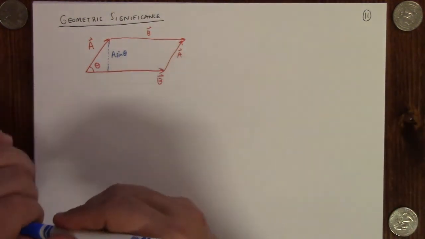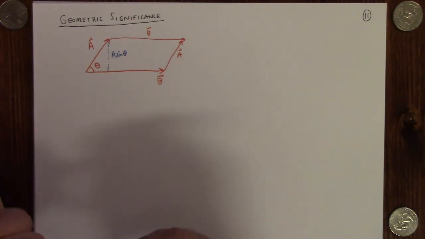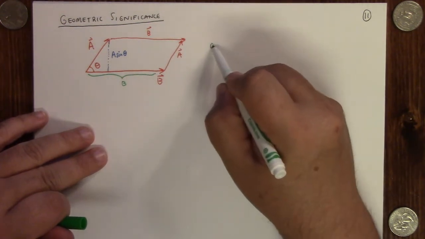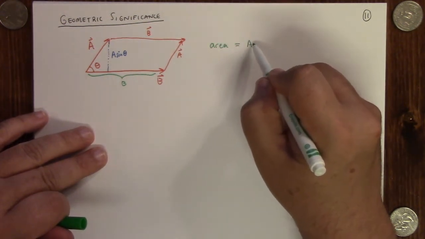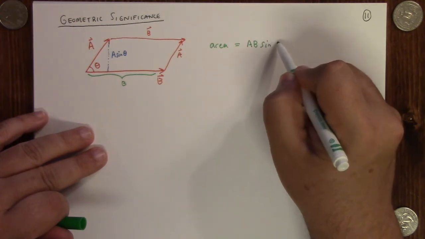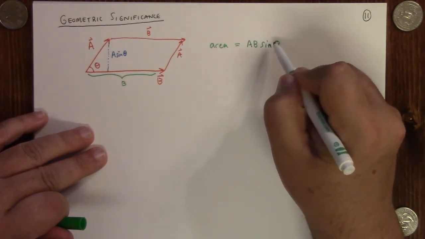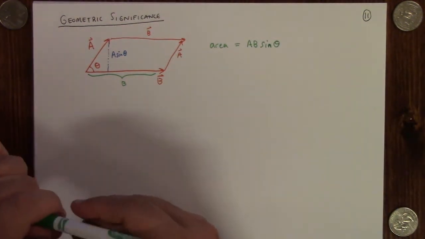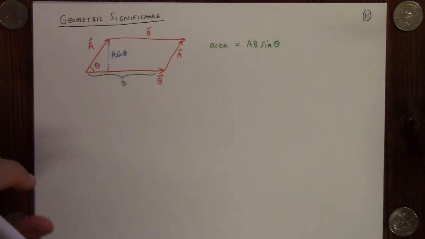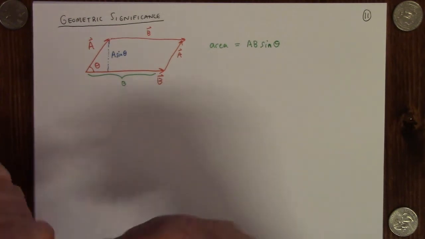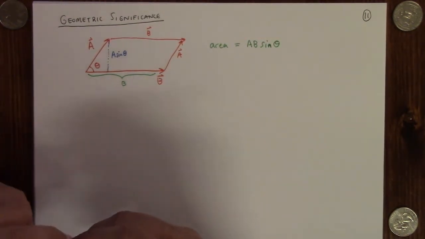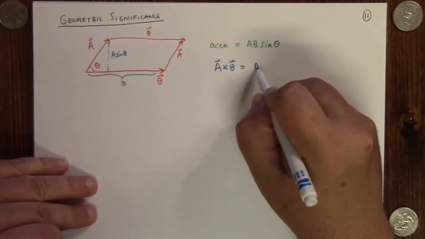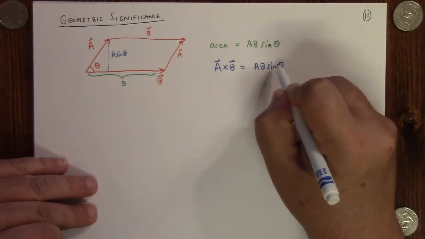And what's the length of the base? So the height of the parallelogram is A sine theta. The base of the parallelogram is just length B. So the area of this parallelogram would be AB sine theta. What I'm about to write is not entirely obvious. Let me back up a second. It is far from obvious that A cross B is equal to AB sine theta n hat.